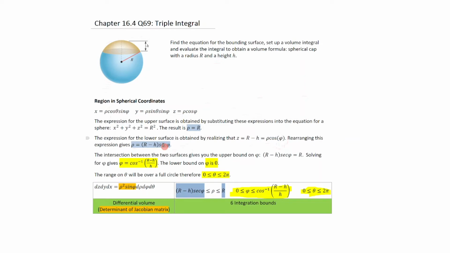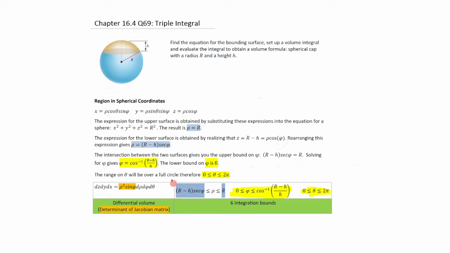Next is to figure out the bounds on phi and theta. If we look at the intersection between these two surfaces, that will give you the upper bound on phi. Equating the two, that is R minus h times sec phi with R, and solving for phi gives you cos inverse of (R minus h) over R. This is the upper bound on phi, and the lower bound will be phi equals 0, with respect to the z-axis. And this angle here would end up being cosine inverse of (R minus h) over R.